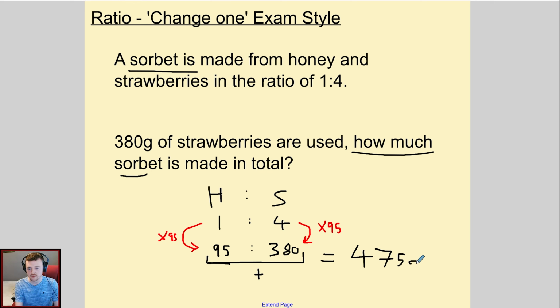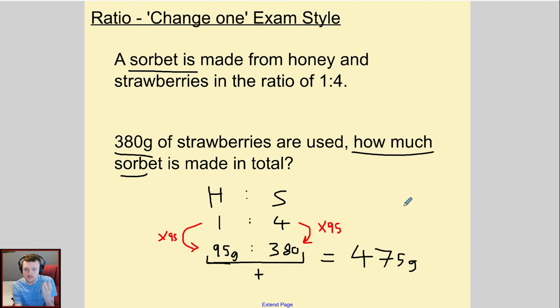So really good job if you managed to get 475. If you didn't, don't worry. Just go back to the start of the change 1 example, because this is where people start to make mistakes. What you mustn't do is add them up and divide this by 5, because this isn't the total of the sorbet. This is only the strawberries. So you can't do it like that.